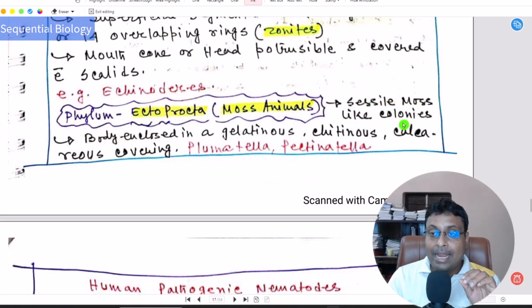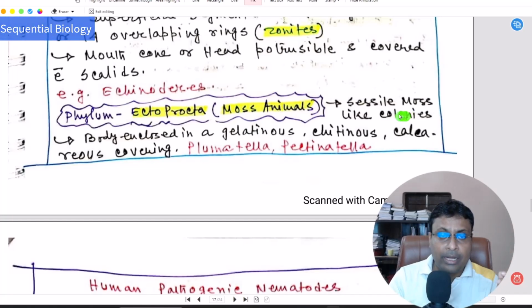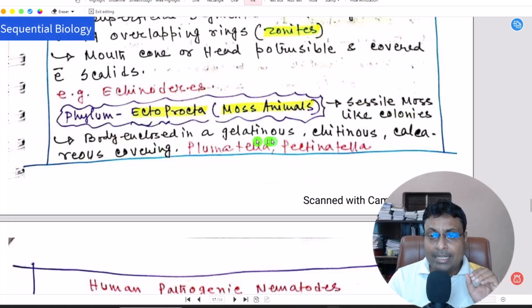And the last phylum is Ectoprocta, which are also known as moss animals. They are sessile and form moss-like colonies. Many individuals can accumulate in a particular region and form a colony, but this colony is sessile, that means they cannot move from one place to another. The body is enclosed in a gelatinous, chitinous and calcareous covering. Examples are Plumatella and Pectinatella. These are the two important representatives of this phylum Ectoprocta.